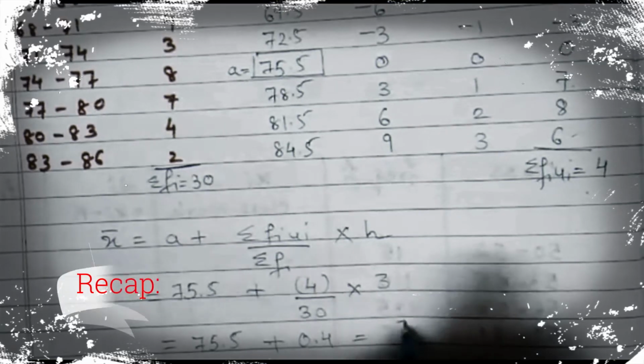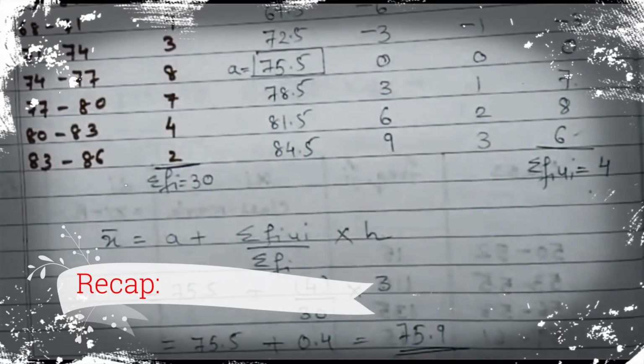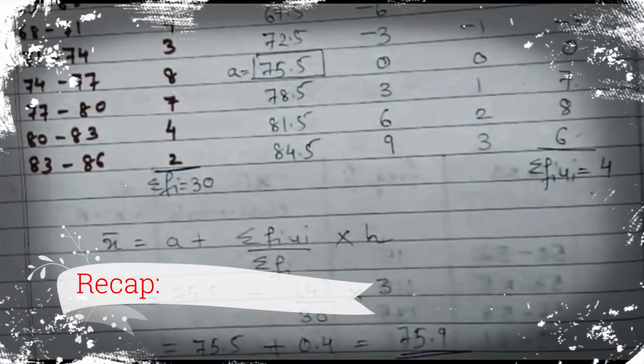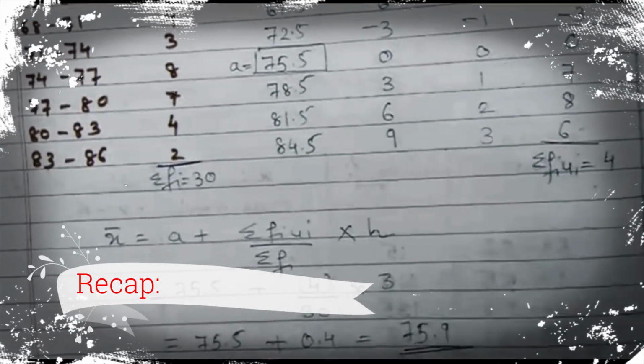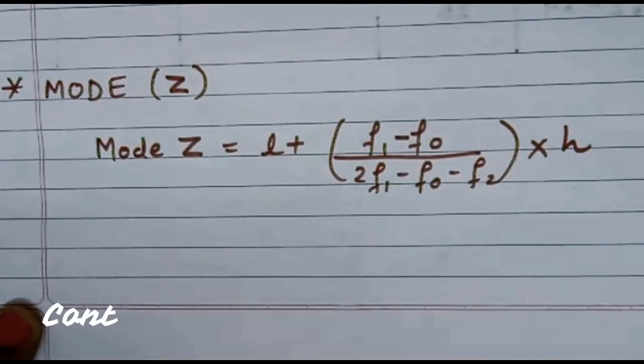So the final answer will be 75.9. So we suggest this is the simplest method to find out the value of mean. So let us come to the second measure of central tendency, and that is mode.